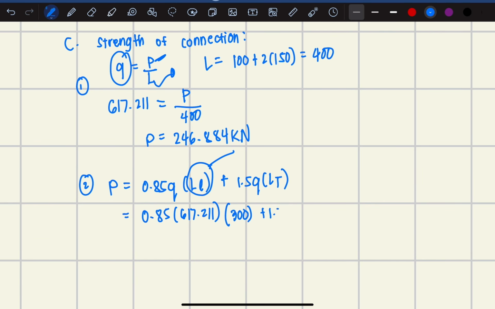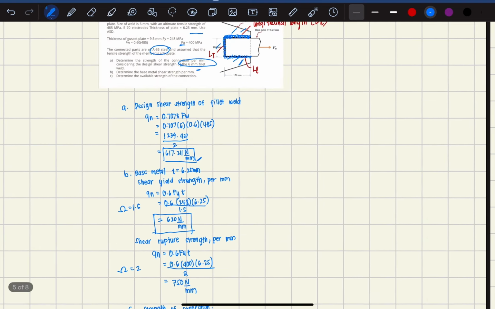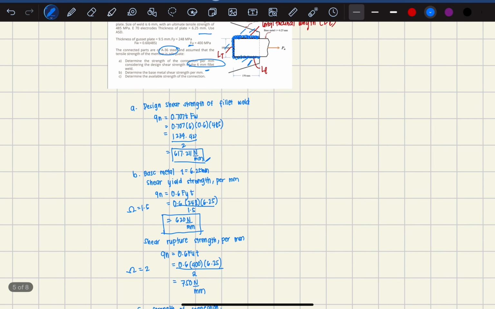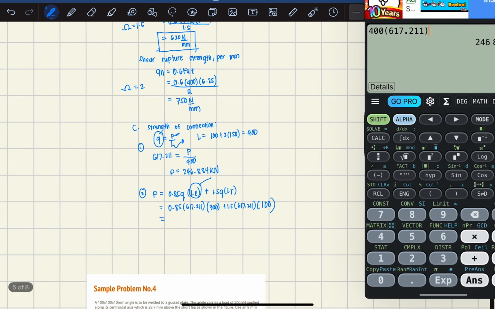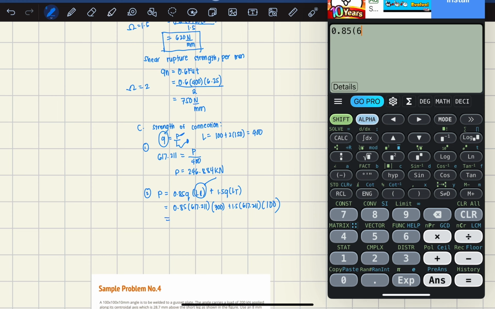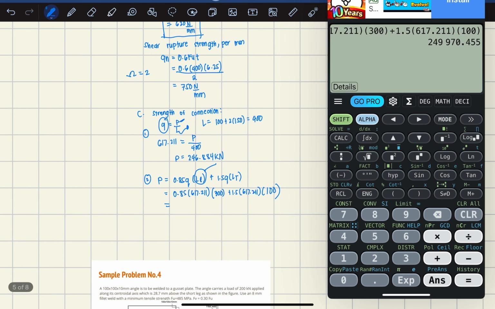300 plus 1.5 times Q, 617.211 times transverse length of 100. So, equals to 249.970 kilonewton. So, dito naman, yung pipiliin mo is yung bigger one. So, ito yung sagot.